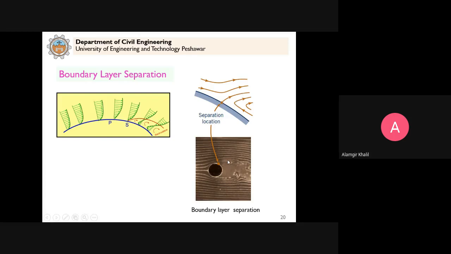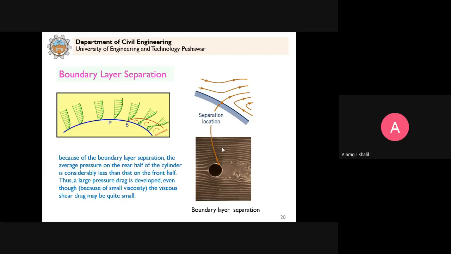After that, you can see the boundary layer does not stick with the surface of the object, and there is a recirculation, a reverse flow, that will occur. You can see here, this is an undesirable condition. We have to avoid this. First, we understand how this condition develops, and then what different methods we can use to avoid this boundary layer separation.